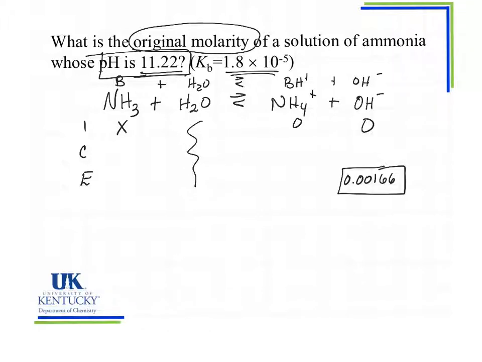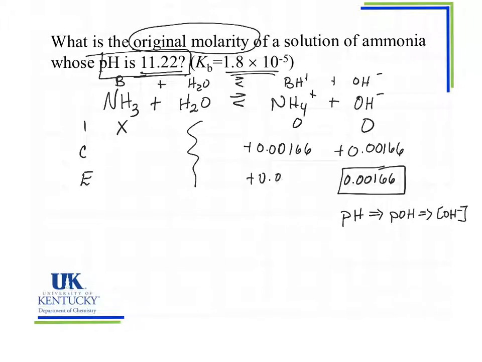And how did you get that? Well, you would need to take the pH, obtain the pOH, and then from there you would get the OH minus concentration. So now we have a value that I can fill in the table with, 0.00166, 0.00166, and minus.